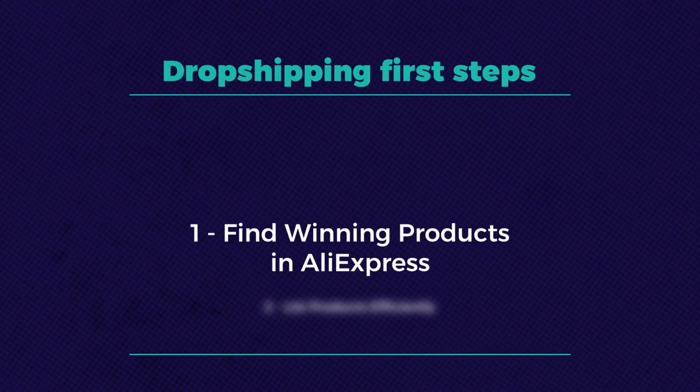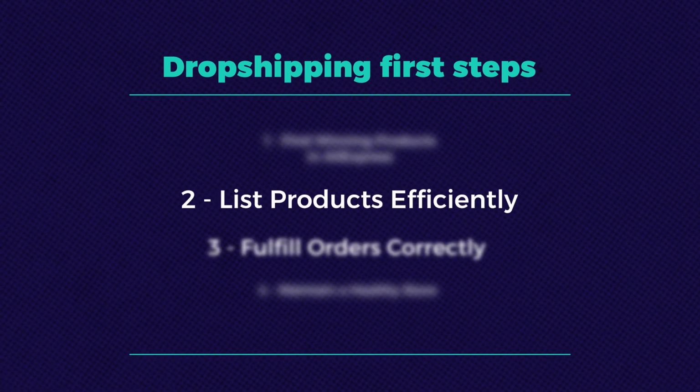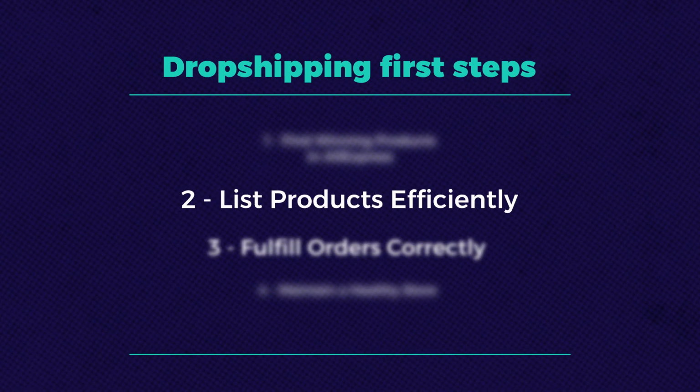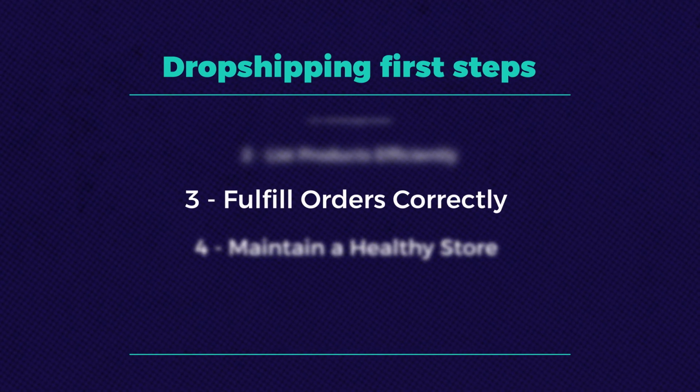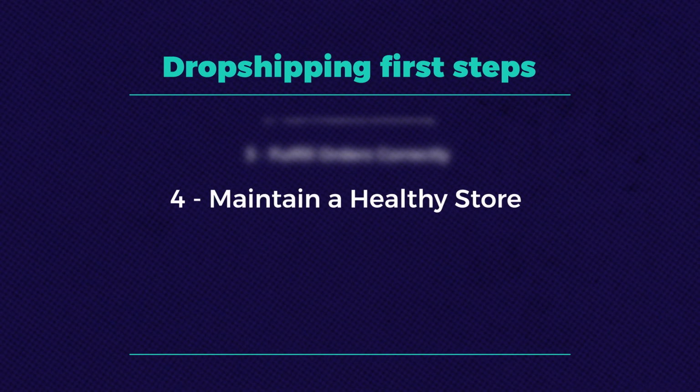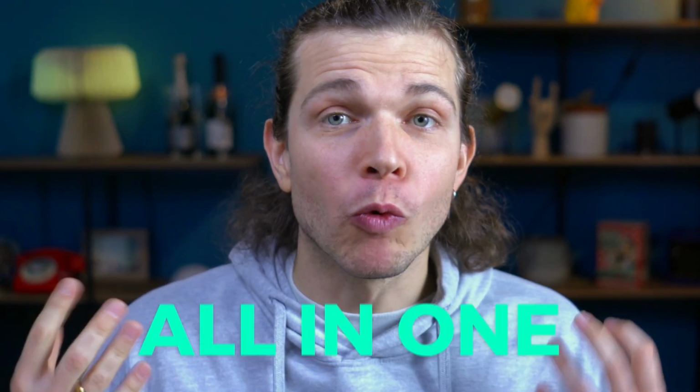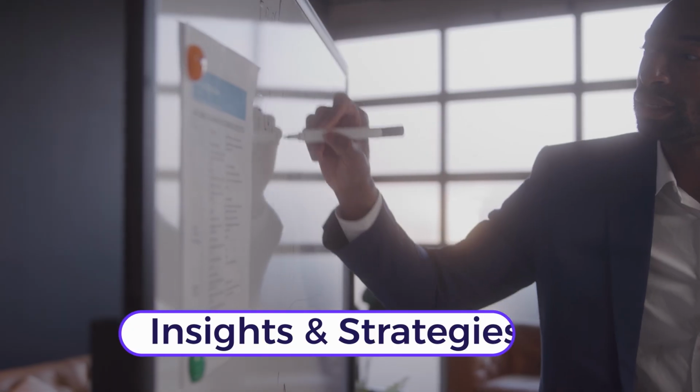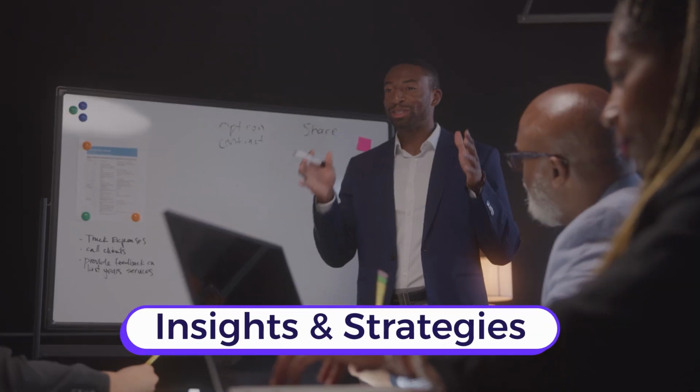Now, after you open your eBay account, these are the first steps that you have to take. Number one, finding winning products in AliExpress. Number two, listing products efficiently. Number three, fulfill orders correctly. Number four, maintain a healthy store. This guide is an all-in-one resource offering the insights and strategies that you need to start effectively. So let's dive in and start transforming these steps into your successful eBay dropshipping journey.